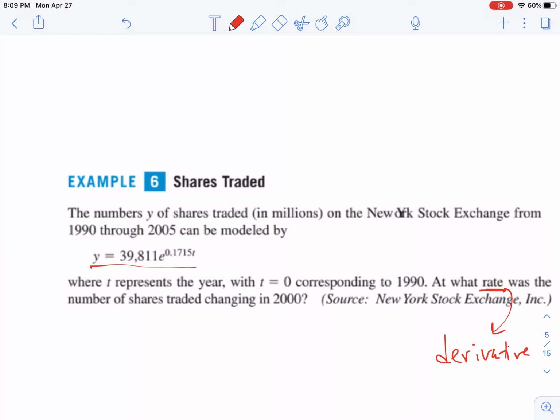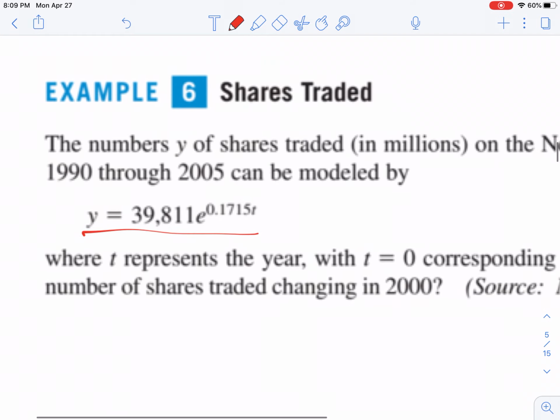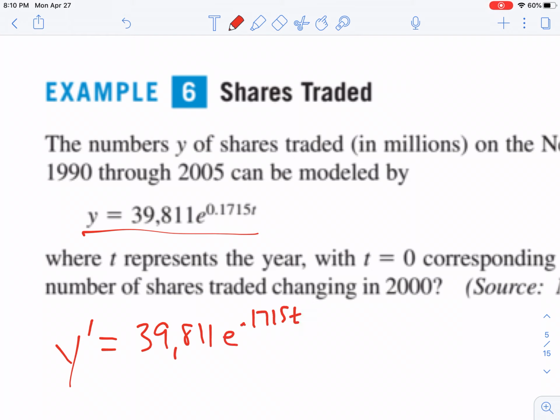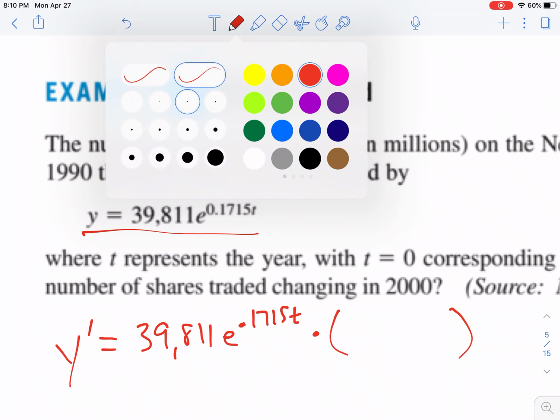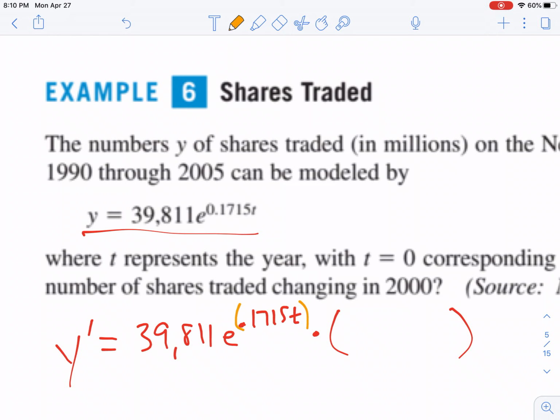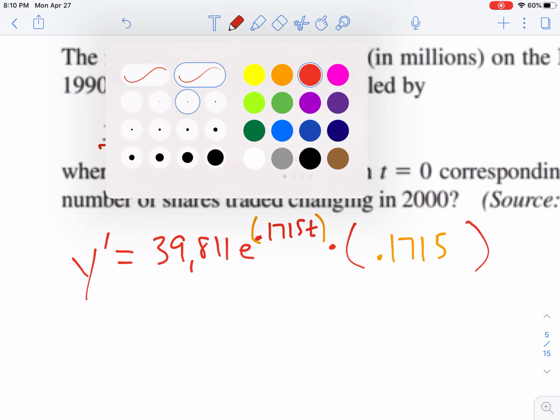So it wants to know what the derivative was in the year 2000. Okay, so we have to do the derivative of this thing. So y prime equals 39,811 e to the 0.1715 t times the derivative of what's inside the e function. So basically this piece up here in the exponent, what's the derivative of that? Well, it's just t to the first power, so the derivative of that thing is just the decimal in front of it, 0.1715. So that is your derivative.